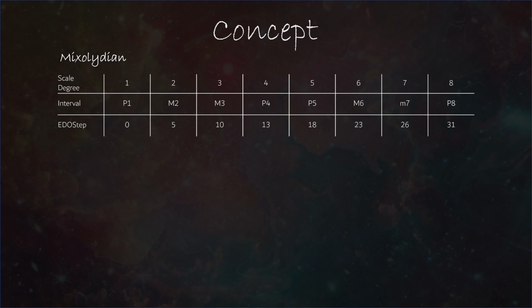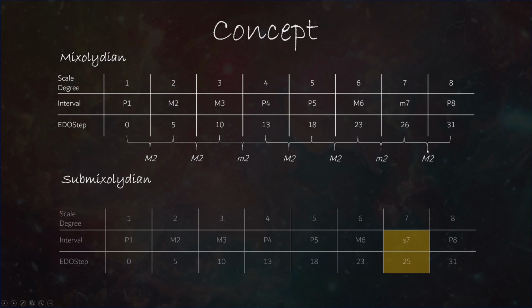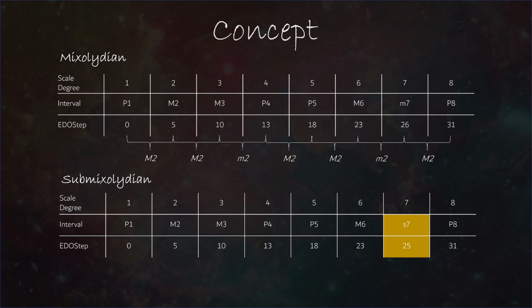Mixolydian only has one minor interval, the minor seventh, and we're going to change that to a sub minor seventh. So in 31 tet, that means we're going to change it from Ito step 26 to 25. And this is what the new scale, submixolydian, would sound like.